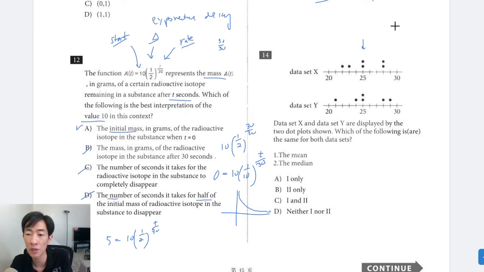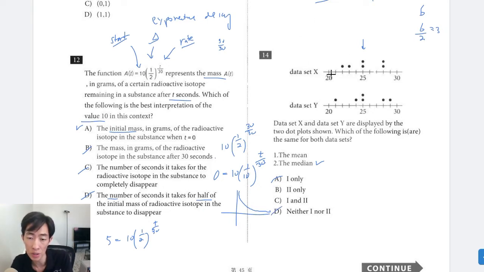If you're not convinced, you could count it up and you go 1, 2, 3, 4, 5, 6. When you have a set of 6 values, the median is going to be 6 divided by 2 equals 3. That's an even number, so the median is between the third and fourth value. And the third and fourth value is right here, 25. Same thing for data set Y. So the median for the two of them is the same. So the answers are obviously not 1 only, and it's not neither 1 nor 2. Now the next question is the mean.